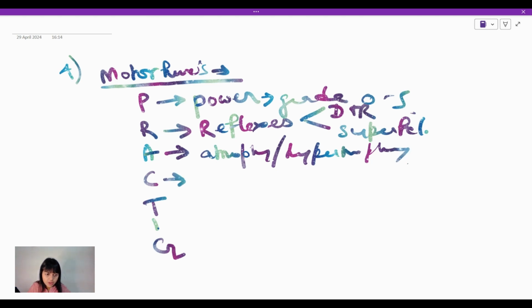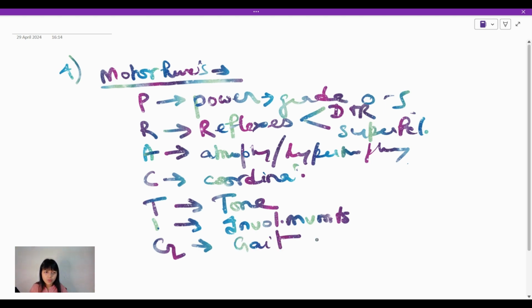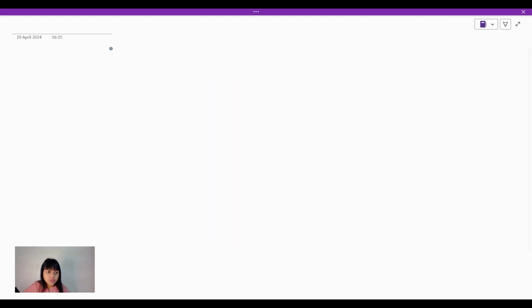Next is C. You need to mention the coordination. T stands for tone, of course. I stands for any involuntary movements present or not. So what are the involuntary movements, students? Yes, tremor, athetosis, all these. G for gait. So this completes your motor functions. Just remember the mnemonics so that you don't miss any points.